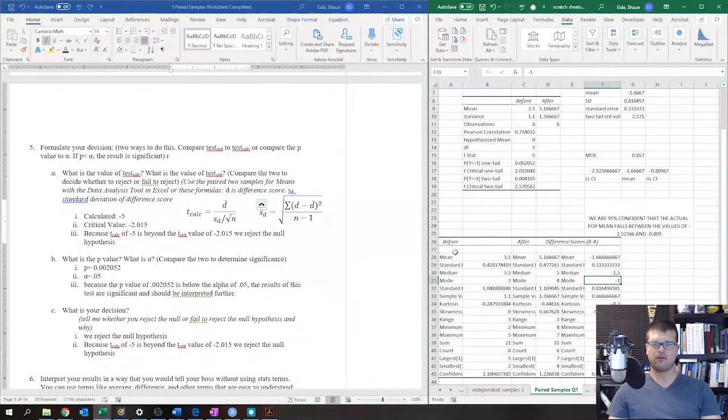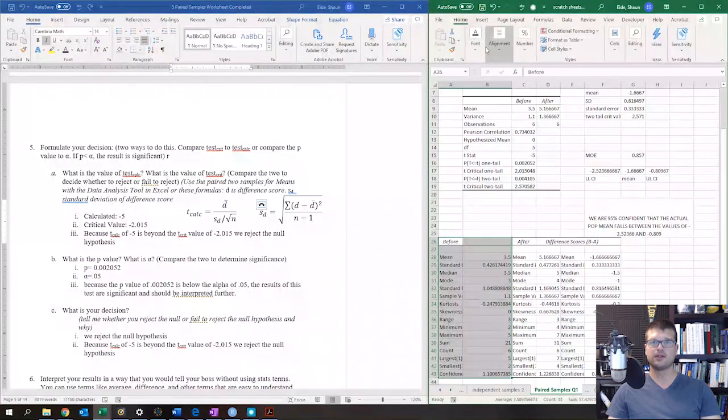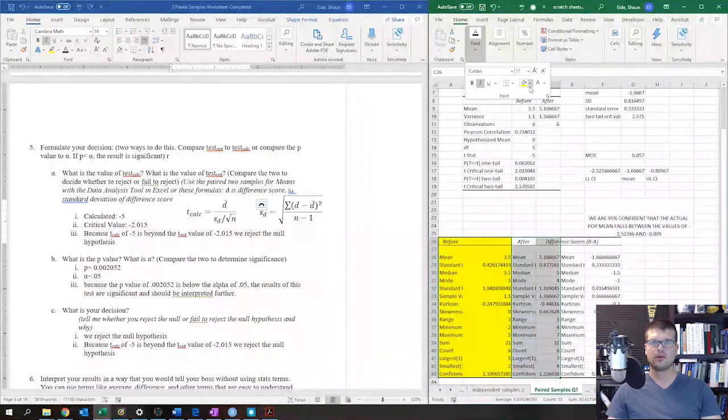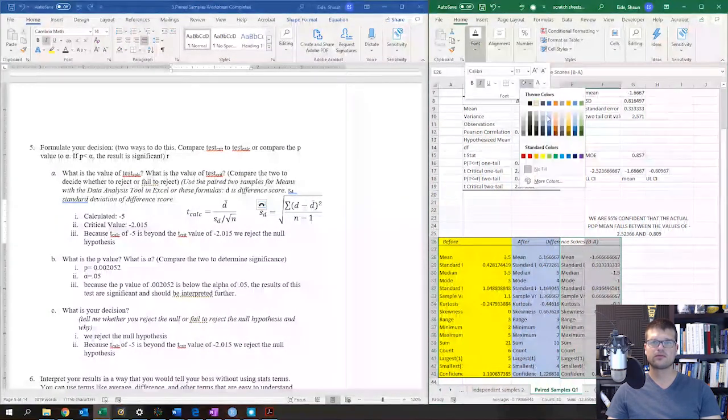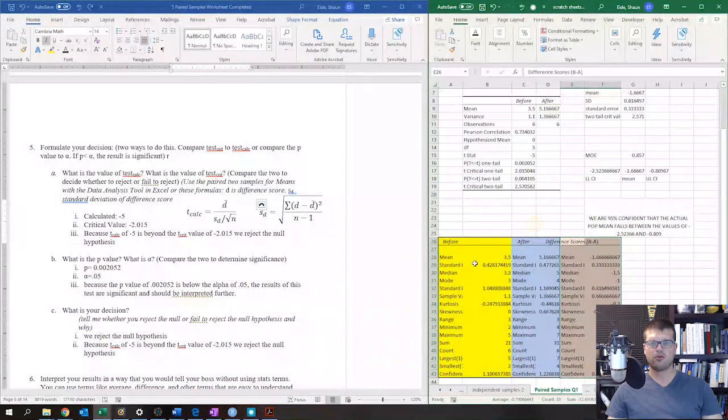And so now we've got the before. So this is all, let's highlight this. Okay, then this is after. And then this right here is the difference score. Okay, so before, after, and difference score. So if you want all of the information about that, the descriptive statistics will give you that.